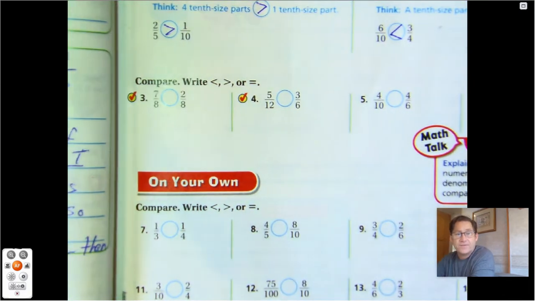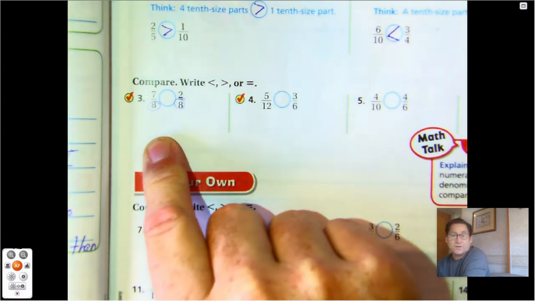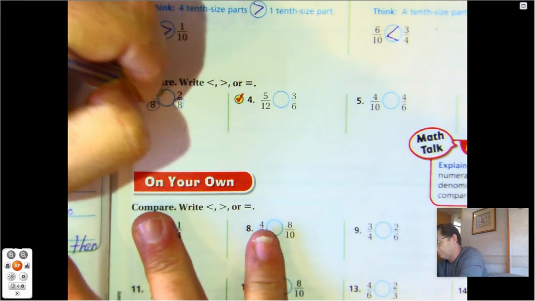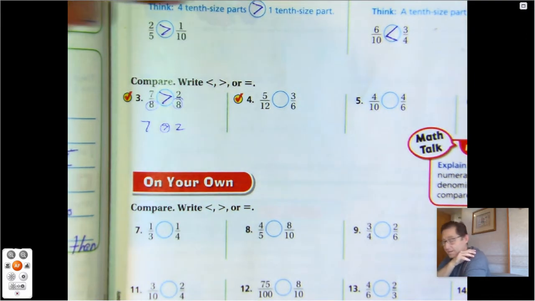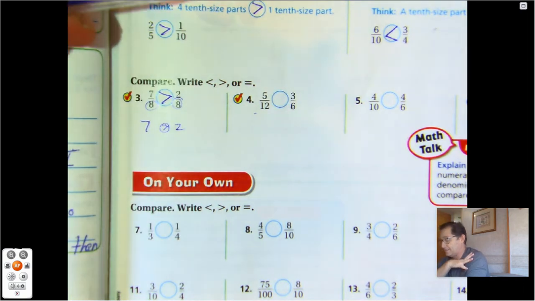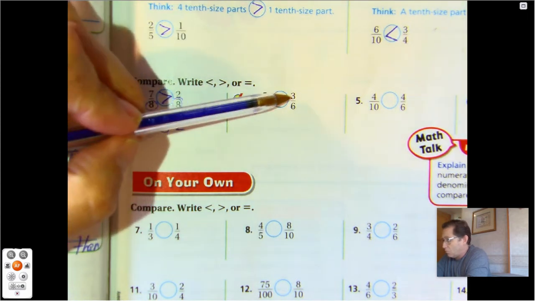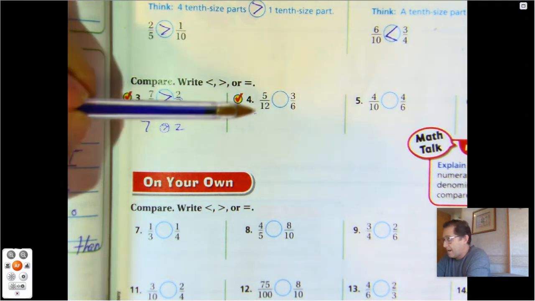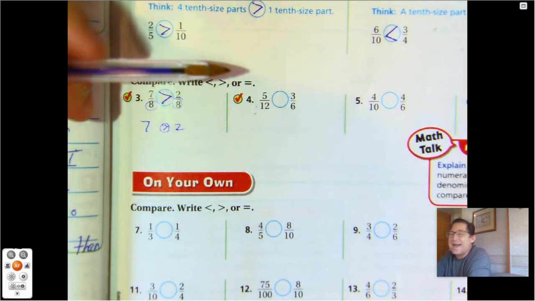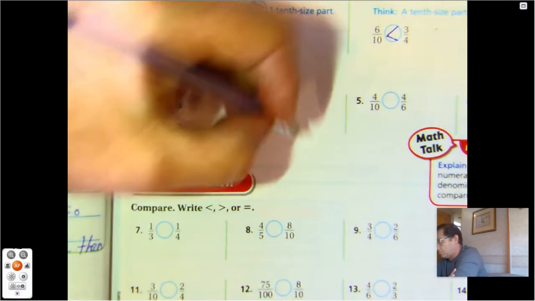Right, less than, greater than, or equal. Well, the denominators are the same, so all we have to do is see which one has more parts. 7 is greater than 2. 5/12, 3/6. I can use 1/2 or a common denominator here because 3/6 is half, right? Half of 6 is 3. Half of 12 is 6. 5/12 is less than 6/12. So that means 5/12 is less than a half.